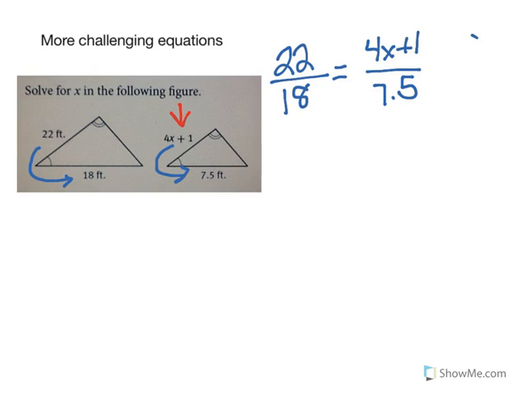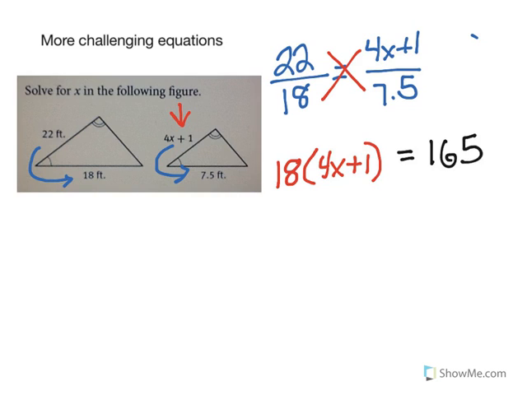Alright, so we're going to cross multiply. And what you'll see is something like this with the 18. You have to multiply that 18 to both the 4x and the plus 1, like distributive property. And then I'll take 22 times 7.5 and I get 165 over here. So that's what our equation will look like.